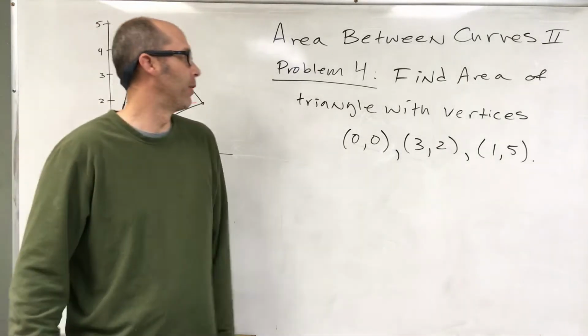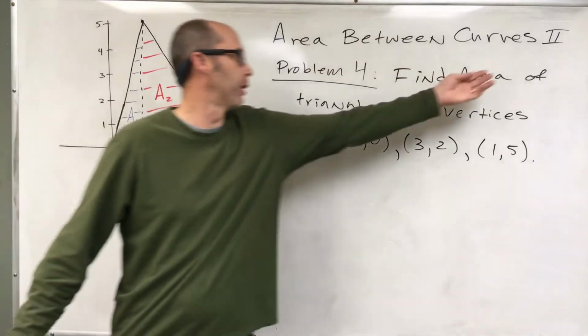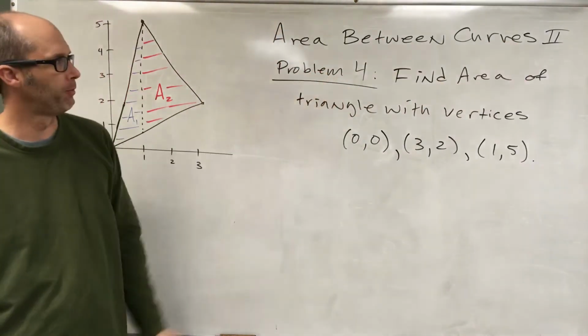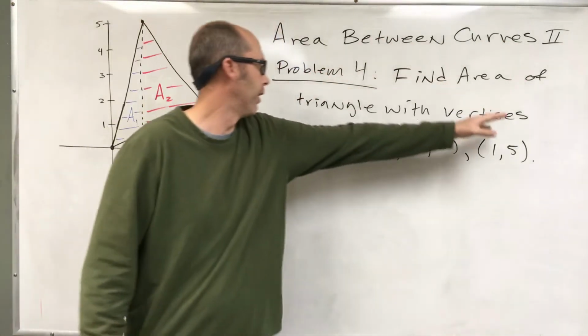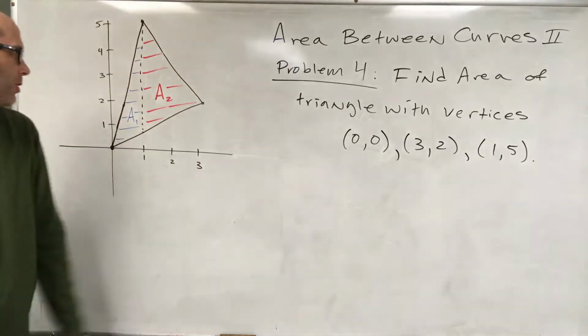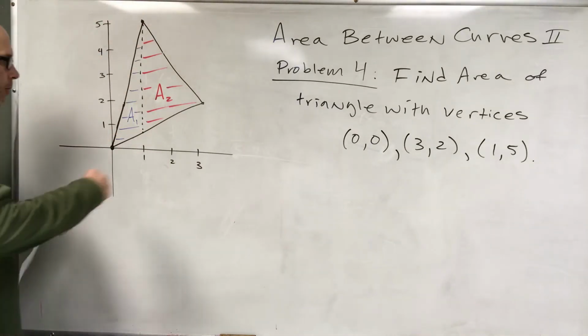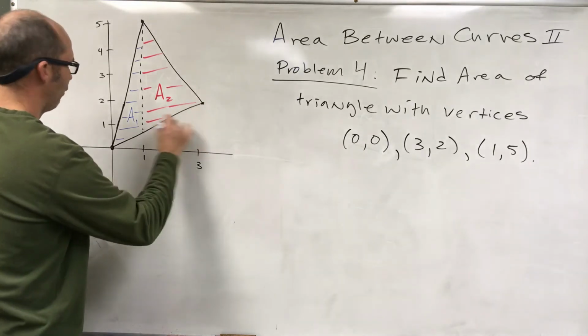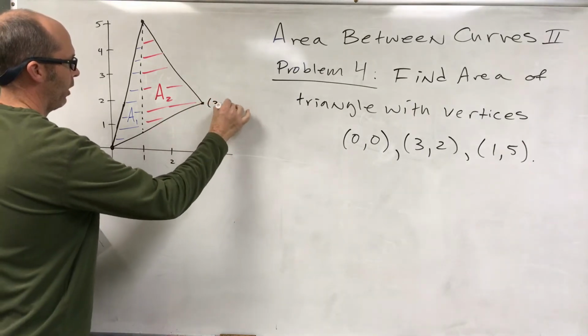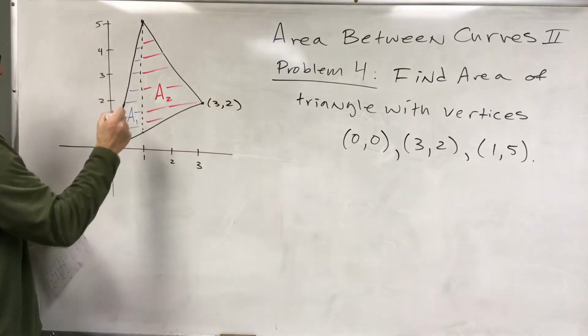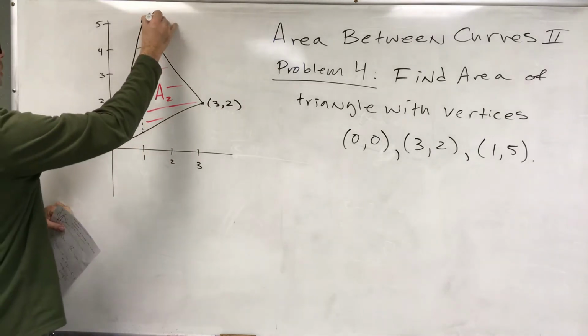All right, someone asked about this problem, area between curves 2, problem 4. Find the area of the triangle with these vertices. Here you can see I've drawn this triangle. This is the point over 3, up 2, that's 0, 0, and over 1, up 5.